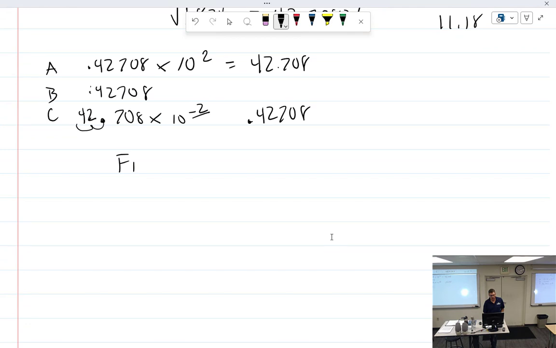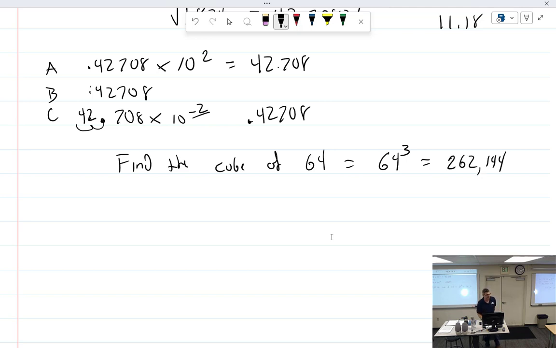Written out. Find the cube of 64. Now it's not the cube root, so we're looking for that. They didn't say root, so it's the cube. So that is the same as 64 to the third power. So 262,144. 262,144 is correct. And everybody knows how to do that. It was 64 caret 3 equals.